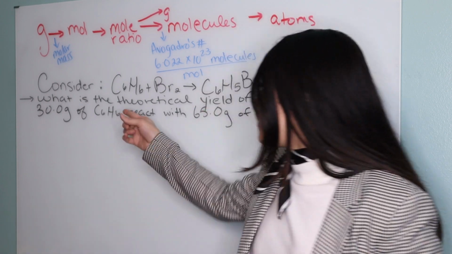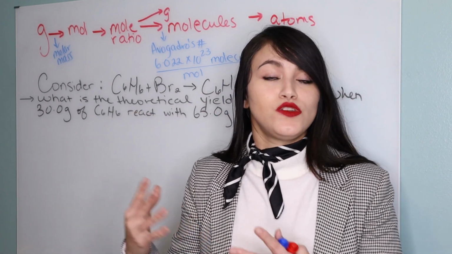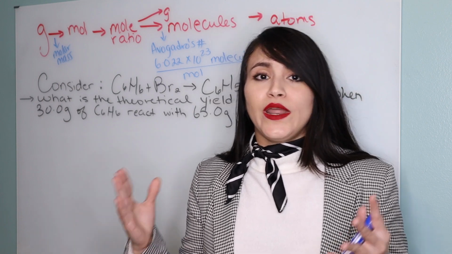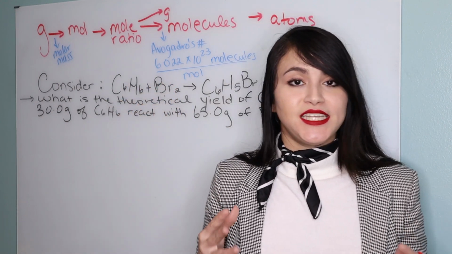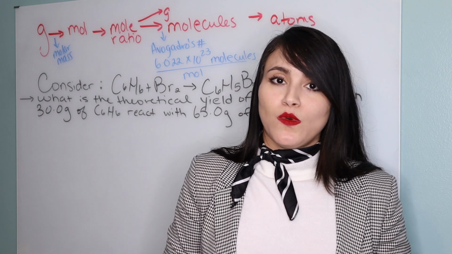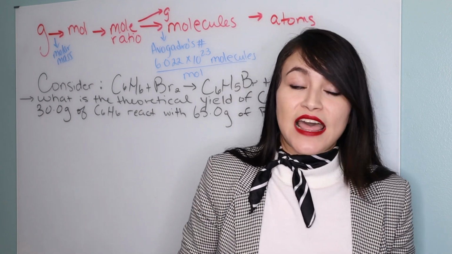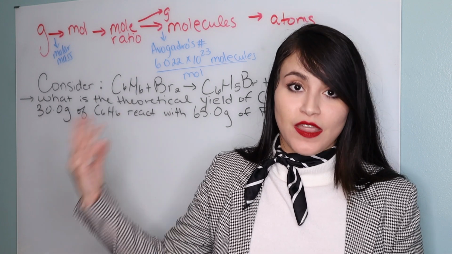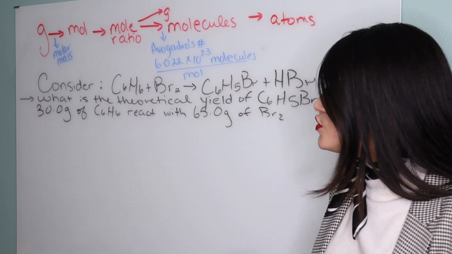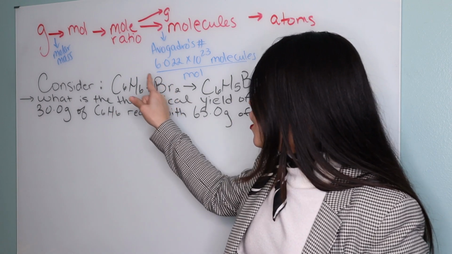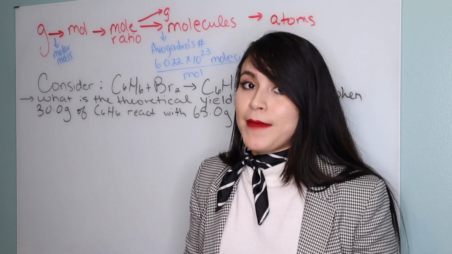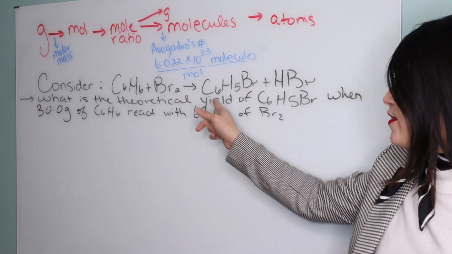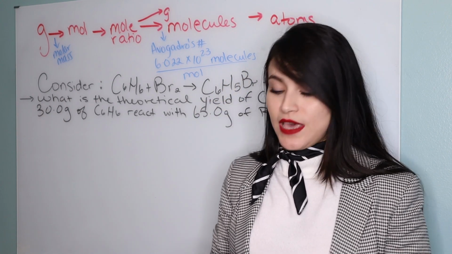Regardless, they want to know what is the theoretical yield, and in order for us to know what the theoretical yield is, we need to know which of these two reactants is going to be the limiting reactant. The limiting reactant will be the reactant that runs out first and therefore limits the reaction. So in order for us to do that, we're going to analyze which of these two reactants is going to be producing the least amount of moles of our product. So let's go ahead and do that.